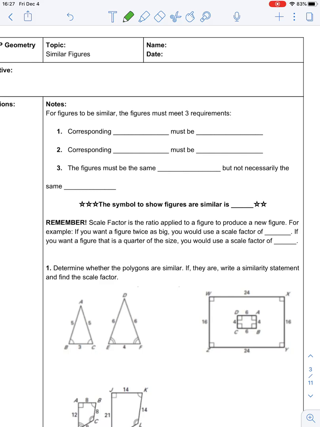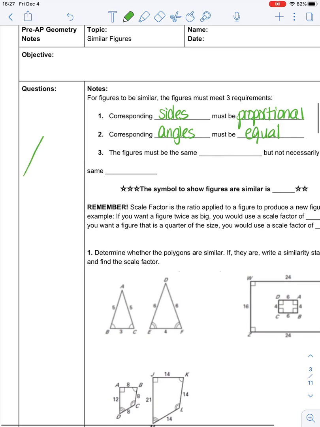We spent the last unit talking about congruent figures, and congruent means that everything about them is the same size. The sides are the same size, the corresponding sides are congruent, and the corresponding angles are congruent. So similar figures is a little bit different. Corresponding sides must be proportional, or in the same ratio, and corresponding angles must be equal.